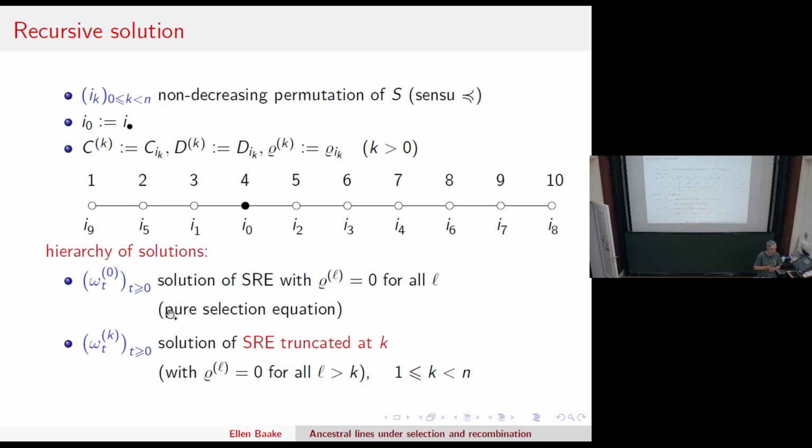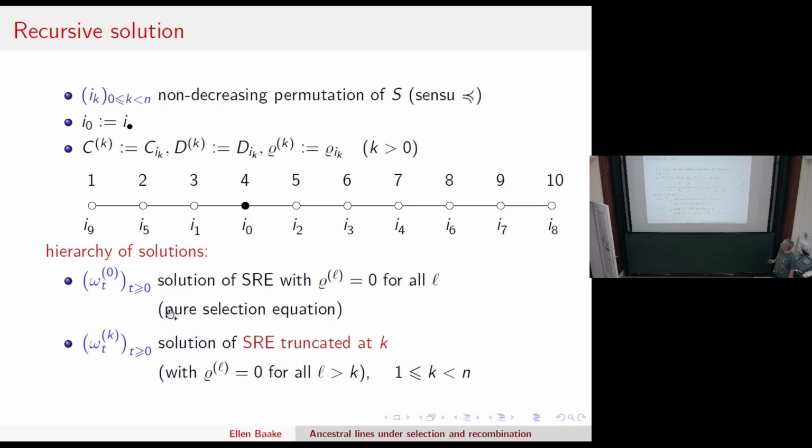The way to do this is not unique, so you could as well work outwards all the way to the left first and then move outwards all the way to the right first. There are many possibilities. The only thing is you decide this once and then you fix it. And then we relabel the heads and the tails and the recombination rates accordingly with upper indices. And then we will get a hierarchy of solutions.